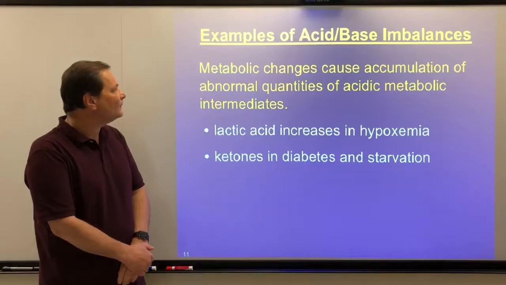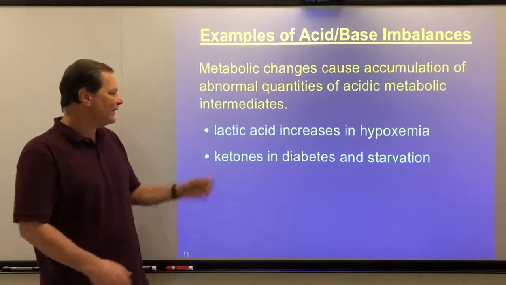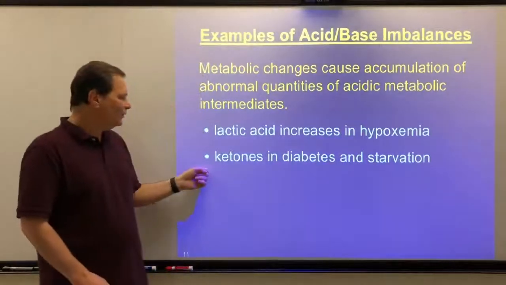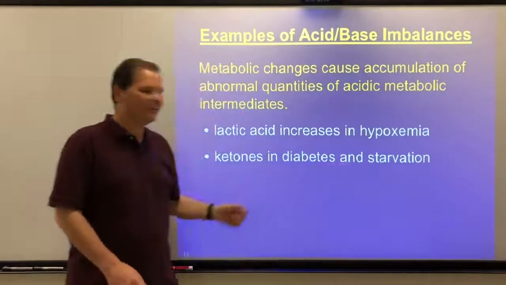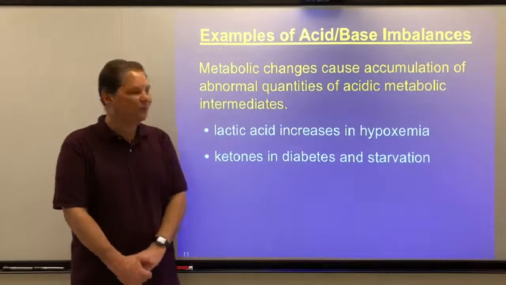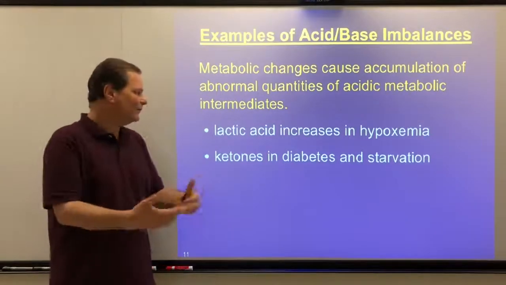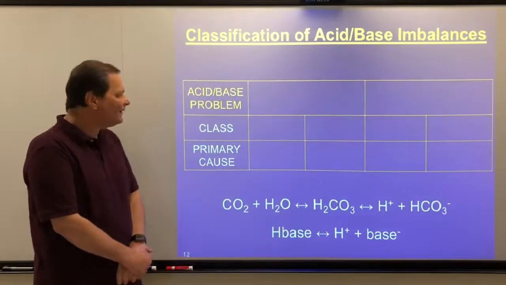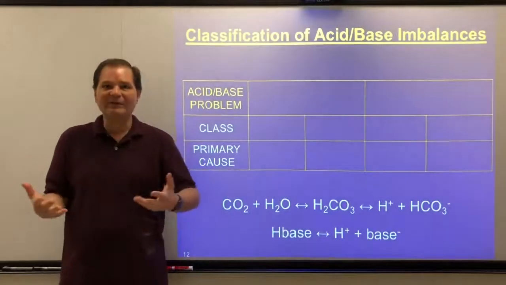So we can have metabolic changes that can, for instance, cause lactic acid accumulation and hypoxemia, and you can get ketones in diabetes. These will result in an acid-base imbalance through the generation of more acid. So these are acidoses, and we can take these and classify them.